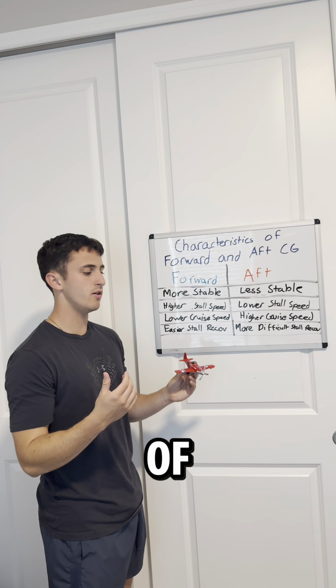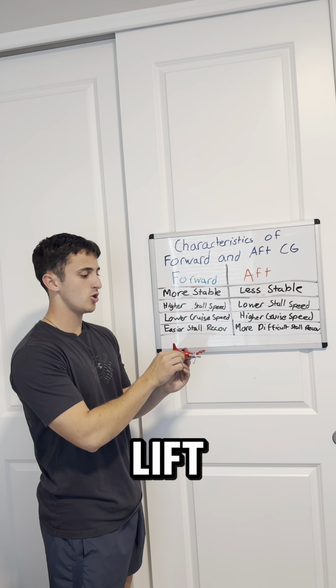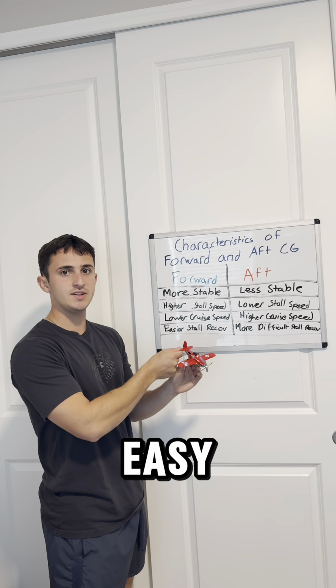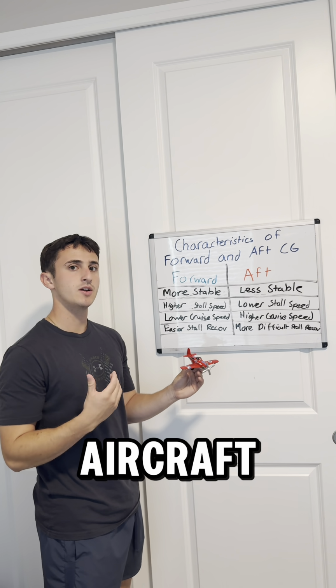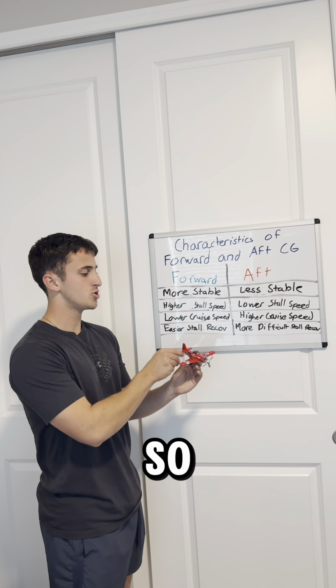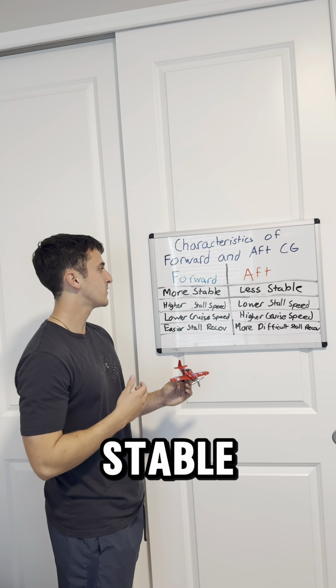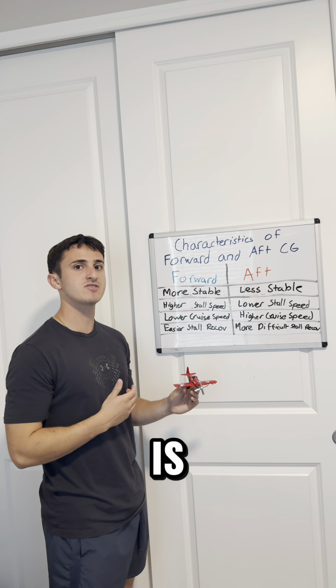When our center of gravity and our center of lift are very close to each other, it's going to be very easy to change the pitch of our aircraft. So our aircraft is going to be less stable. So with a more aft CG, our aircraft is going to be less stable. And with a more forward CG, our aircraft is going to be more stable.